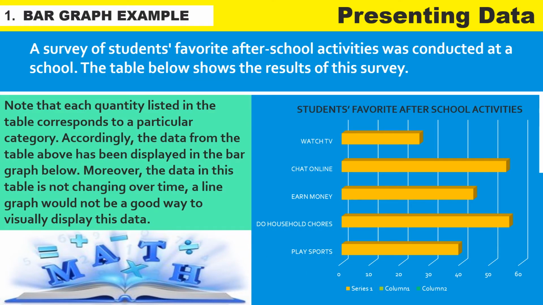Note that each quantity listed in this table corresponds to a particular category. Accordingly, the data from the table above has been displayed in the bar graph below. Moreover, the data in this table is not changing over time, so a line graph would not be a good way to visually display this data.